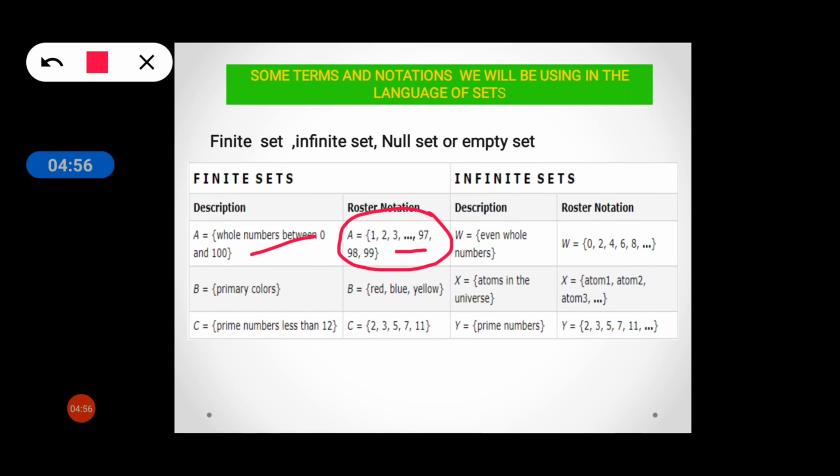We have the set of even whole numbers. The elements are listed, but we have three dots indicating that it is endless: 0, 2, 4, 6, 8, and so on and so forth. The members of the set are infinite, and that's why it's called an infinite set. We have here the primary colors. The elements are red, blue, yellow. It is enclosed in braces, and the name is the capital letter B.